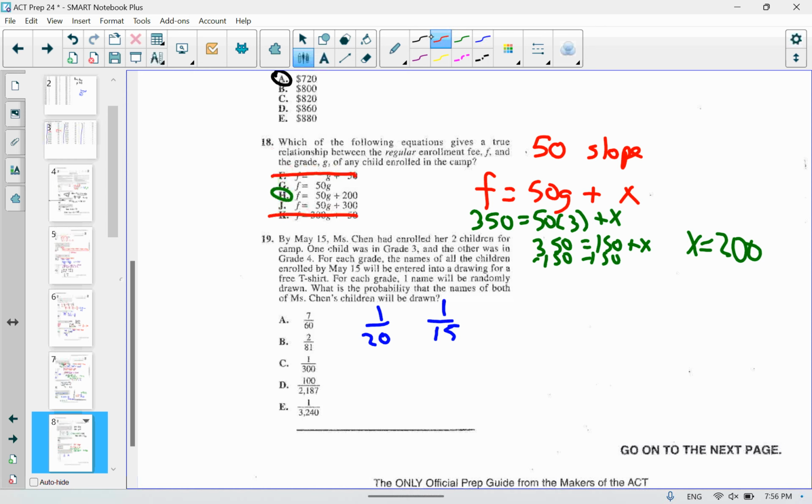Because these are independent events, I can multiply them together to find the probability they both happen. For example, rolling a 6-sided dice and flipping a coin. They don't influence each other, so the odds of getting a 6 and a heads would be 1 out of 12, because 1/2 times 1/6. Anyway, that would give me 1 times 1, because multiplying fractions is at the top. 20 times 15 gives me 300. So my answer is going to be letter C.